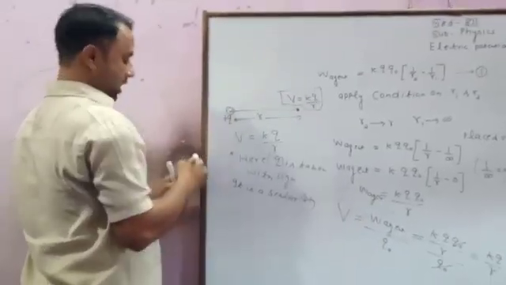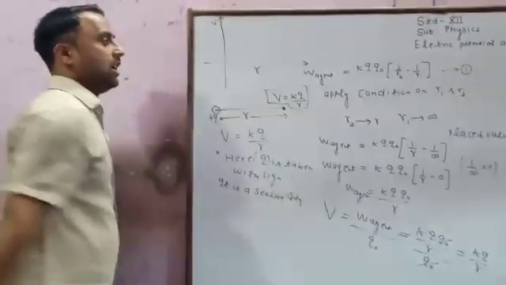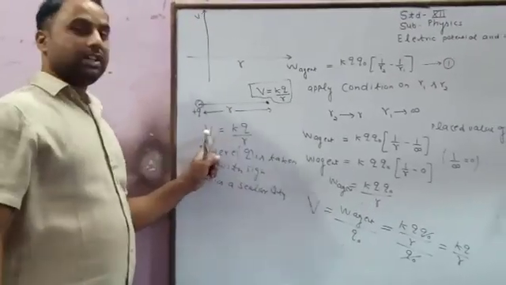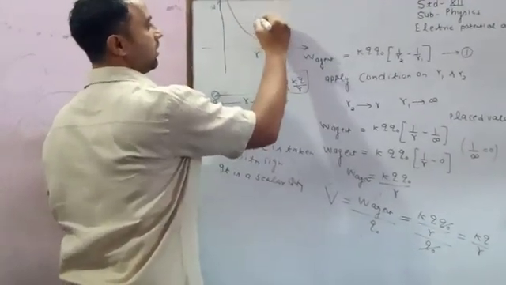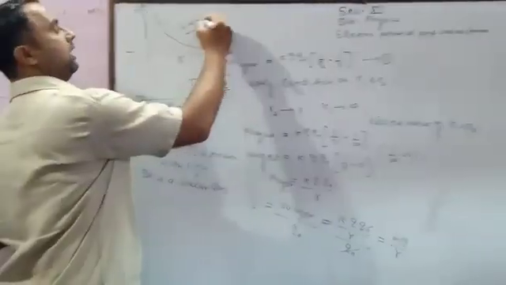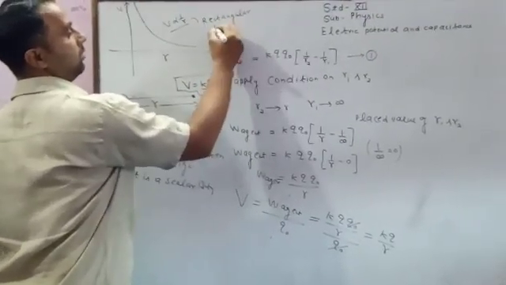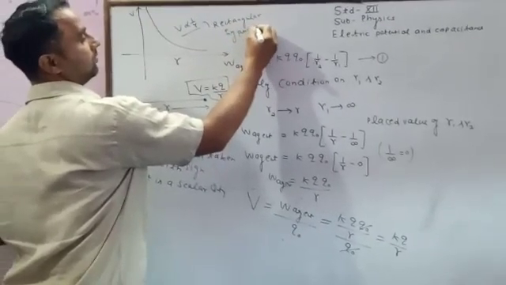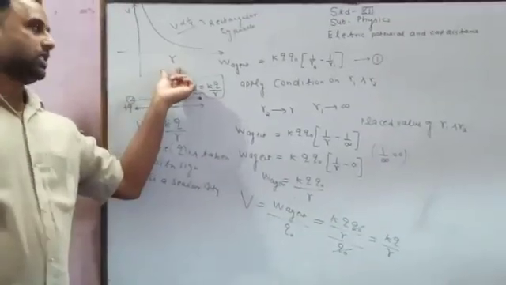Now we draw a graph of potential. This is the potential, this is R. Here we see that this relation is an inverse proportion. Hence potential is directly proportional to 1 by R. If it is directly proportional to 1 by R, then this is a rectangular hyperbola. This is the graph between the potential and the distance R.